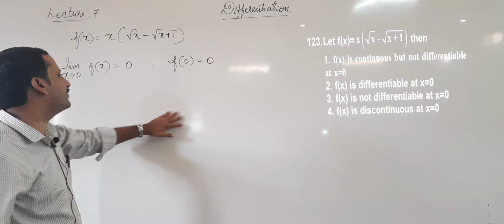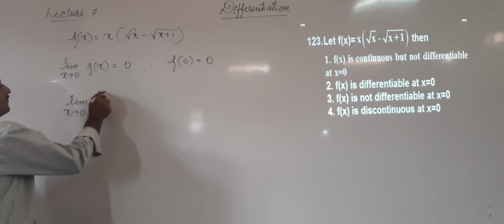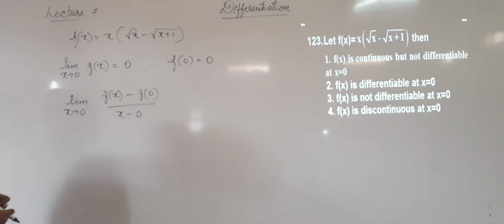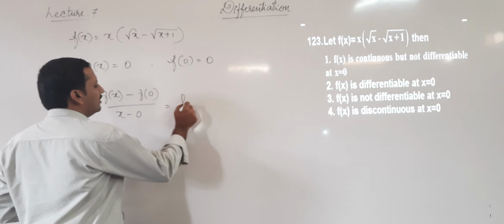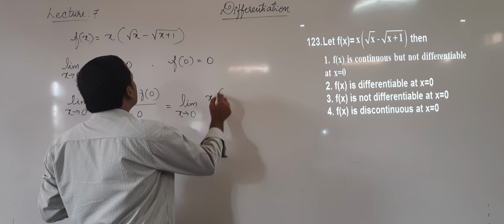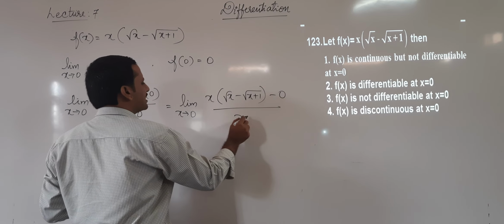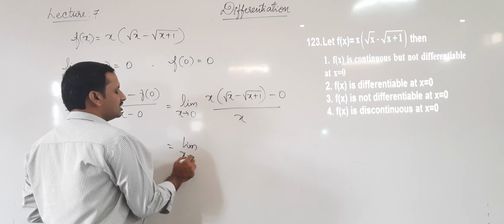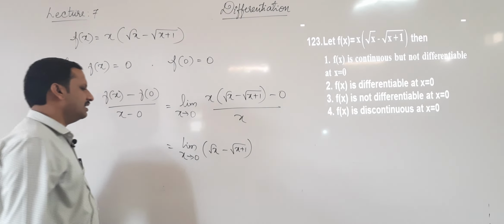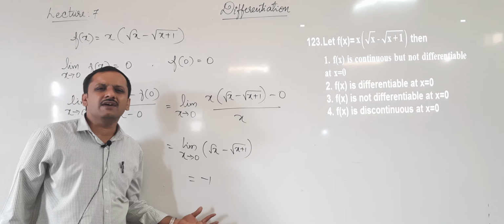Now let us verify whether it is differentiable or not. So for that, limit x tends to 0, (f(x) − f(0))/(x − 0). Okay, this is what we have to find out. We have to check whether this limit exists or not. That's equal to limit x tends to 0, f(x), what is f(x)? x(√x − √(x + 1)) minus f(0) which is 0, divided by x. x gets cancelled. Limit x tends to 0, √x − √(x + 1). Put x as 0, we get 0 − √1. √1 is 1. So this is equal to −1. Limit exists. This is nothing but f dash of 0.